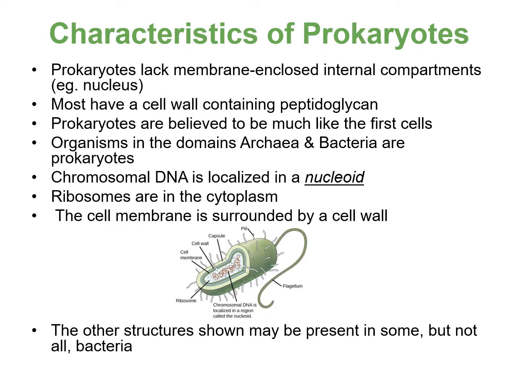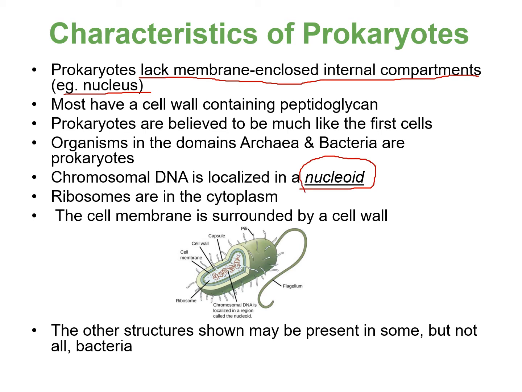Now let's talk about some of the characteristics of prokaryotic cells. So it's very important for you all to understand the differences between prokaryotic organisms such as bacteria and eukaryotic organisms such as us humans. So first off, prokaryotes lack membrane enclosed internal compartments, so they don't have a true nucleus. So you may be asking the question, well, isn't DNA found in the nucleus in eukaryotes? Yes, it is. But DNA is present in prokaryotes, it's just found in a different location. It's actually found in a structure known as the nucleoid.